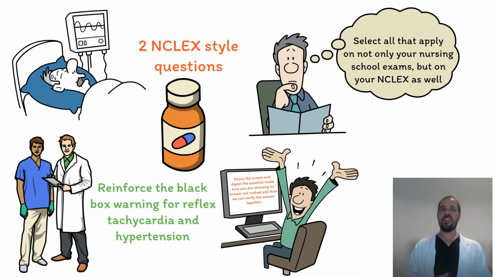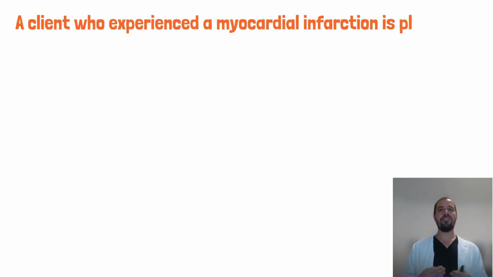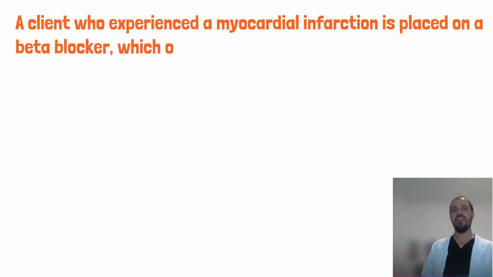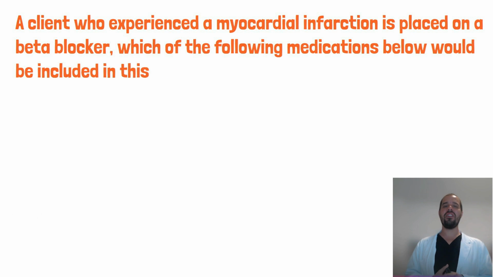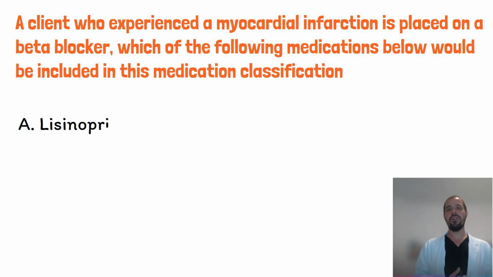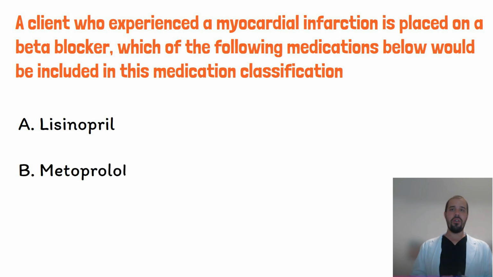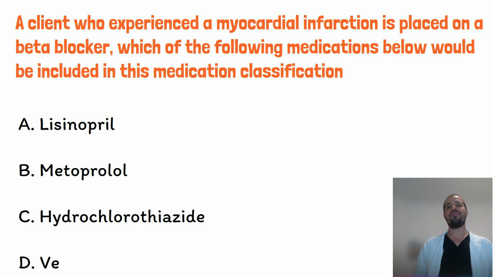The first question, and this is a sole multiple choice answer. A client who experienced a myocardial infarction is placed on a beta blocker. Which of the following medications below would be included in this medication classification? Is it A, lisinopril, B, metoprolol, C, hydrochlorothiazide, or D, verapamil?